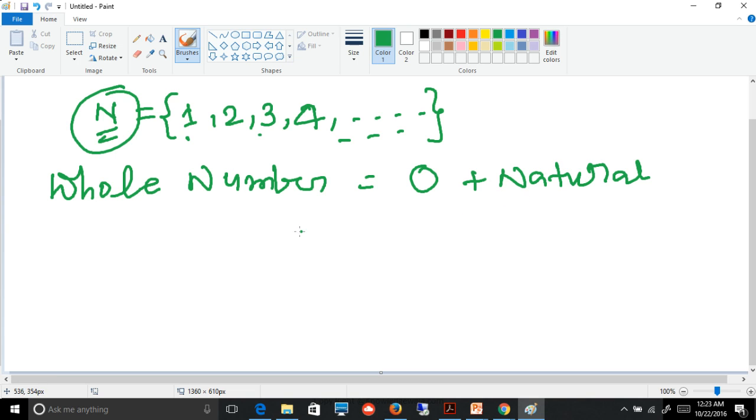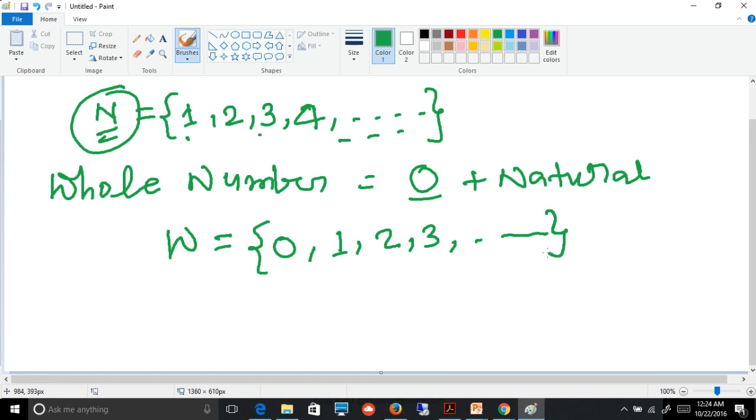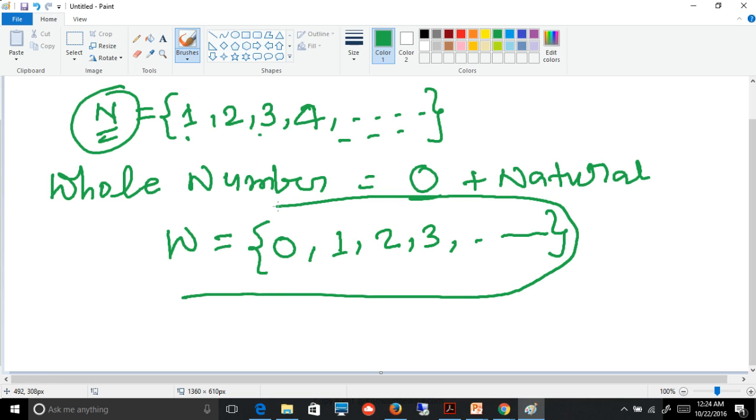How will we write it? It is denoted by capital W. I told you the set of numbers we have to write under curly brackets. So 0, comma, natural numbers. What are the natural numbers? 1, 2, 3, and so on. This is called our whole numbers. The difference between whole numbers and natural numbers is just 0. Whole numbers include 0, whereas natural numbers do not include 0 in their set.